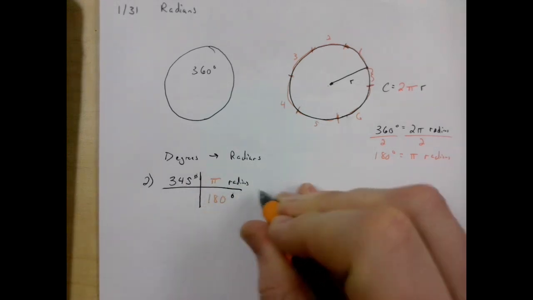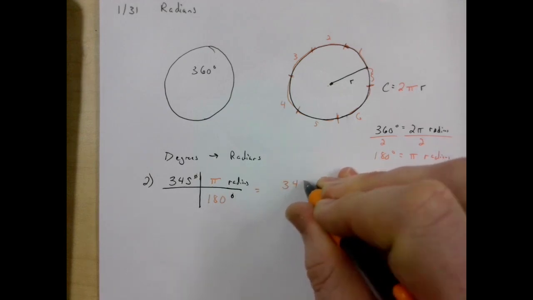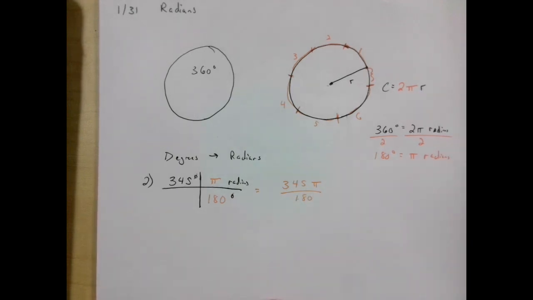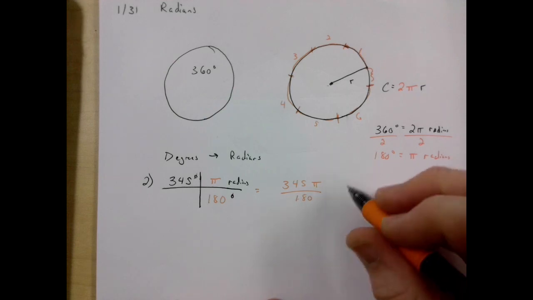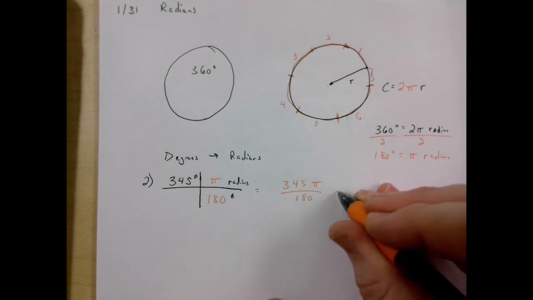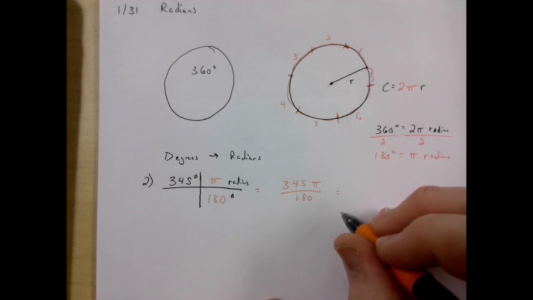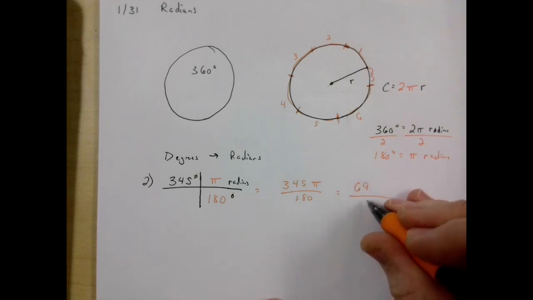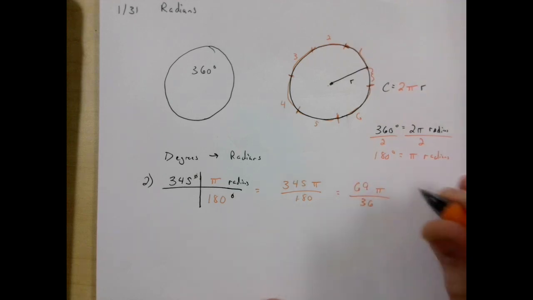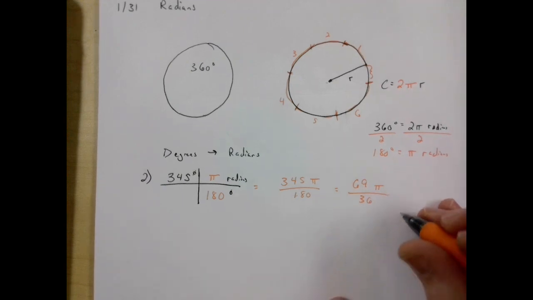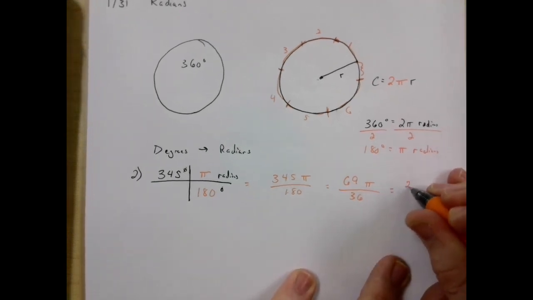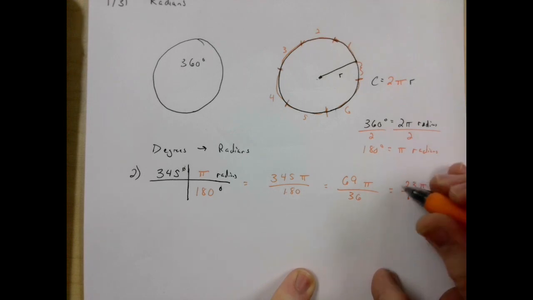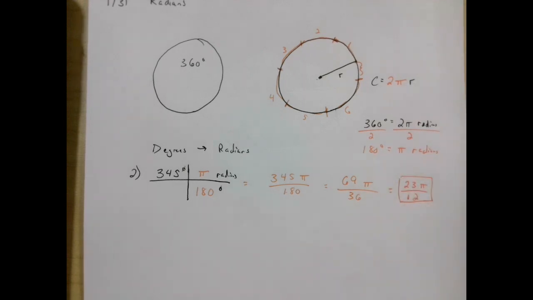Now the degrees are going to cancel, and I'll multiply across. I get 345 pi over 180. Now I'm going to have to reduce this fraction. I might start with the number 5 and say, all right, let's divide both of these by 5. 5 goes into 345 about 69 times. And 5 goes into 180, 36 times. So I get 69 pi over 36. I might say, hey, those are both divisible by 3. Divide them both by 3. I get 23 pi over 12. And then that cannot be reduced, so that is my answer. 23 pi over 12.